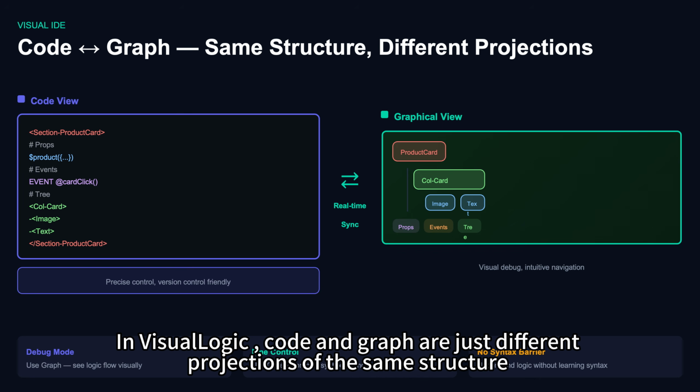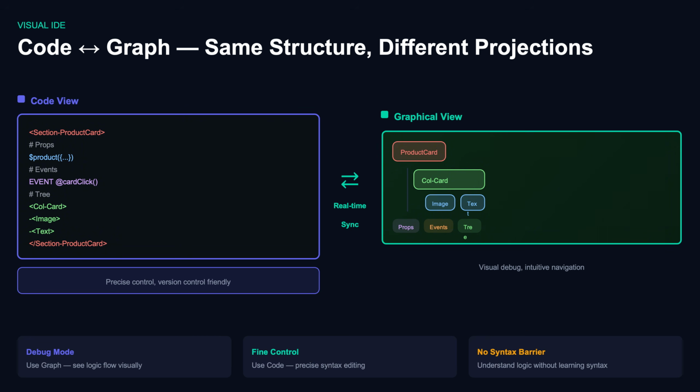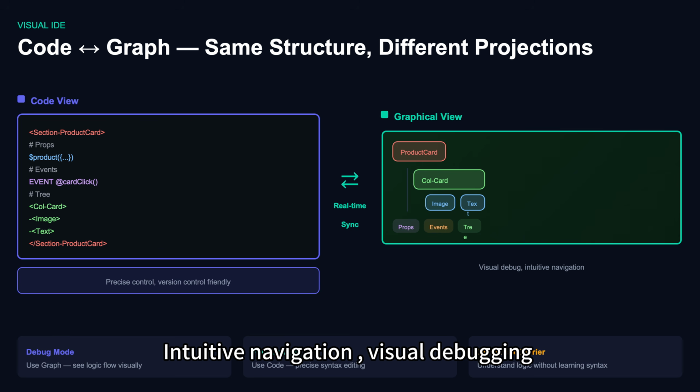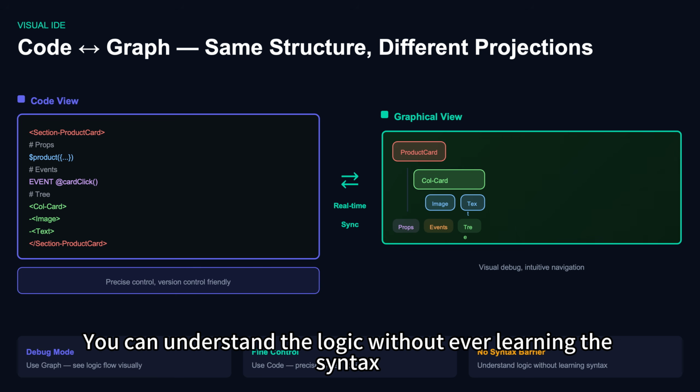In VisualLogic, code and graph are just different projections of the same structure. Code view: precise control, version control friendly. Graphical view: intuitive navigation, visual debugging. They stay in real-time sync. You can understand the logic without ever learning the syntax.